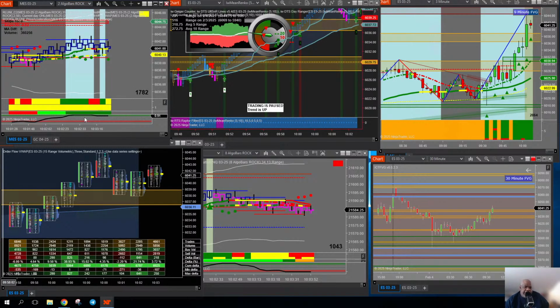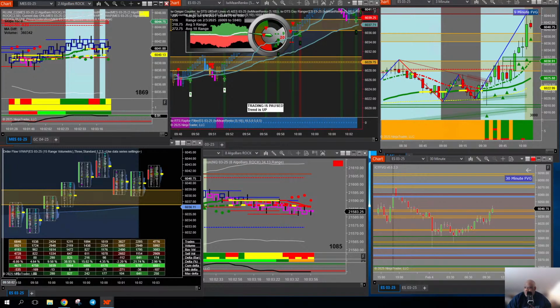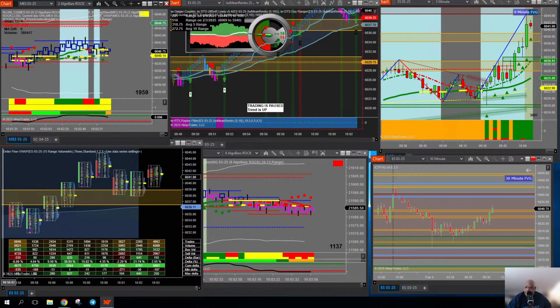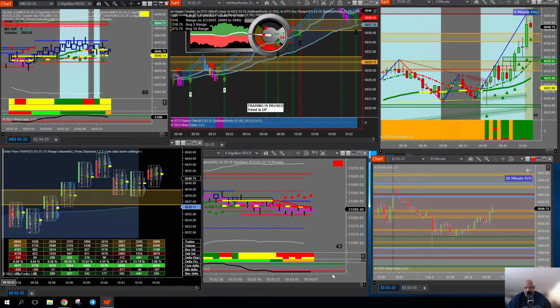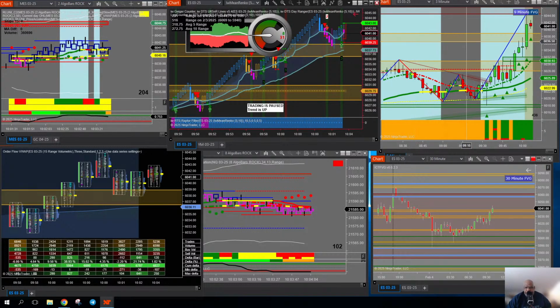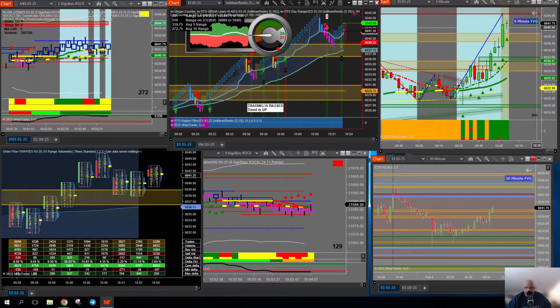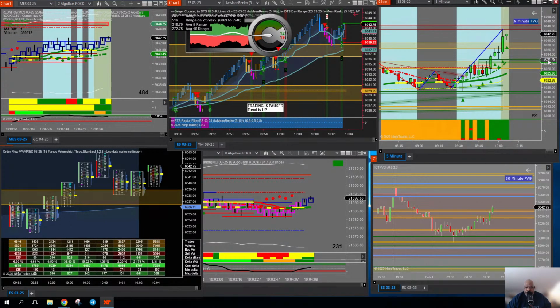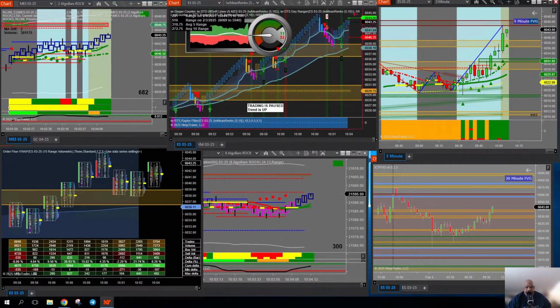Still ranging, to my liking here. This is not an ideal entry. It's still kind of ranging. We hit this fair value gap here. I think it's probably going to break it to the upside, but yeah.